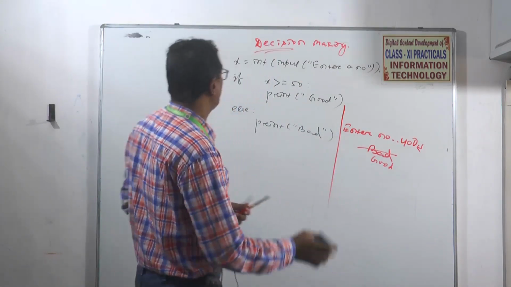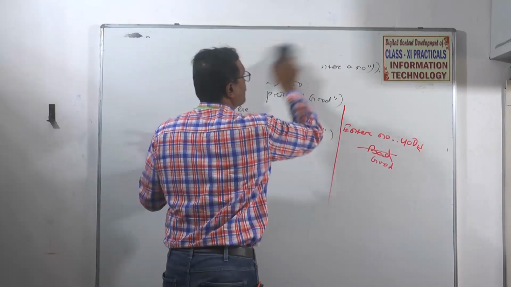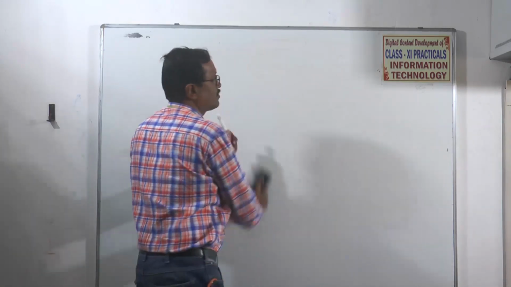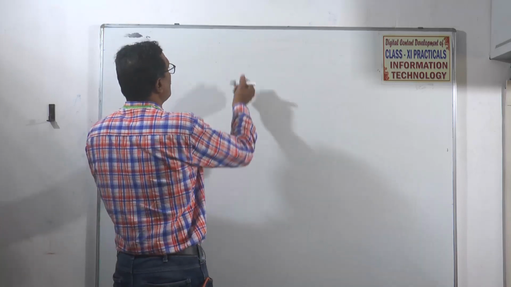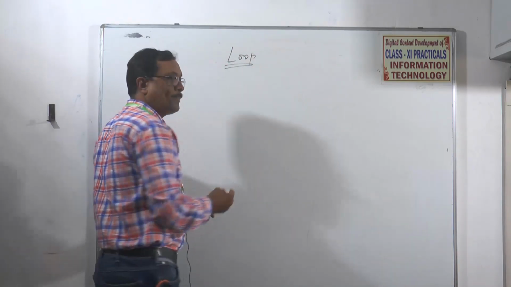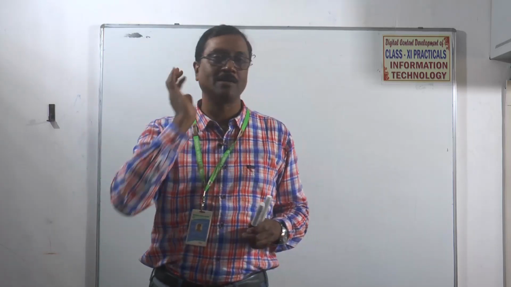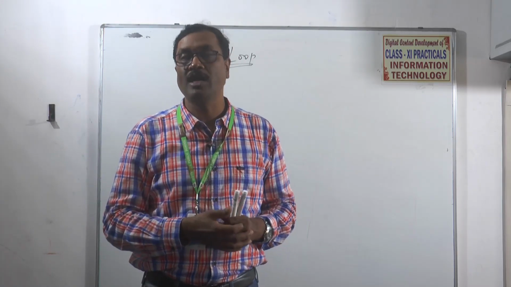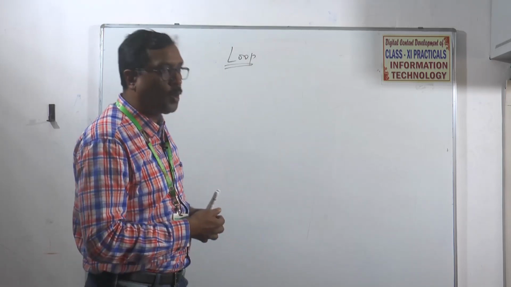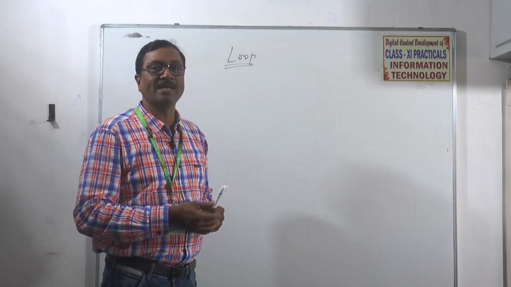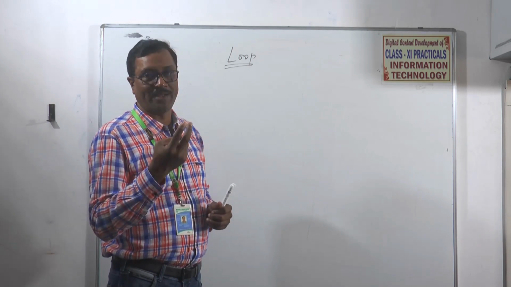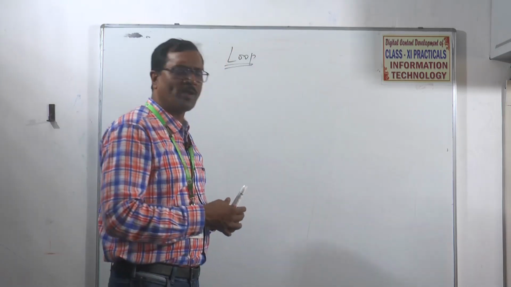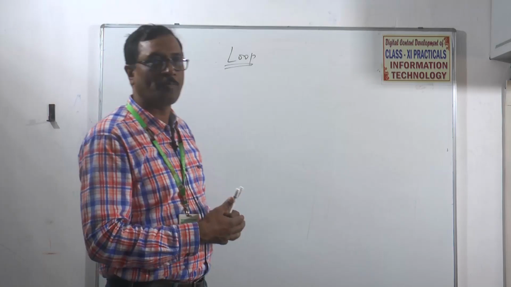So let's see what you mean by that. Loop. This is what I am going to talk about. Loop means a continuous process. Looping means a continuous process. So if I want to execute a certain part again and again, that is called a loop. And here in Python I can use loops in 2 ways, by using for and another one by using while.